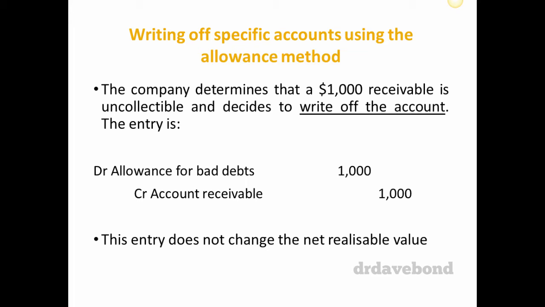We don't touch profit and loss in this entry. We don't even change the net realizable value of anything, because we're reducing the asset down, but we're also reducing the contra. This doesn't change what the balance sheet looks like at all. It'll still be the same net amount, but it just cleans up the balance sheet. Okay, so that's most of what we wanted to talk about.